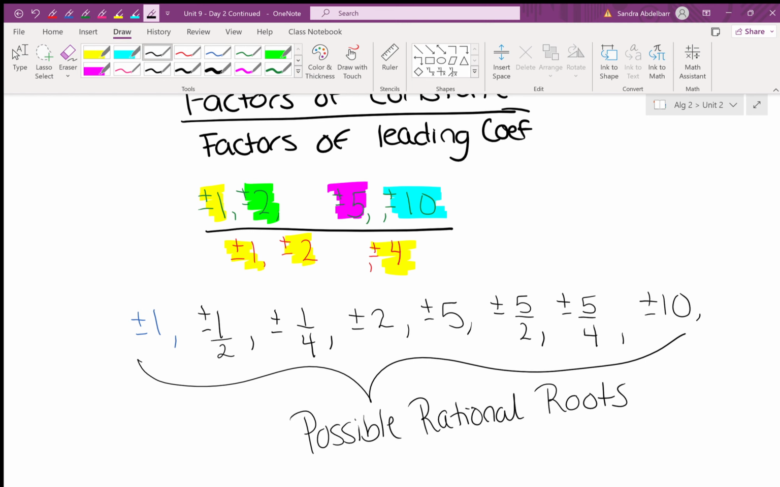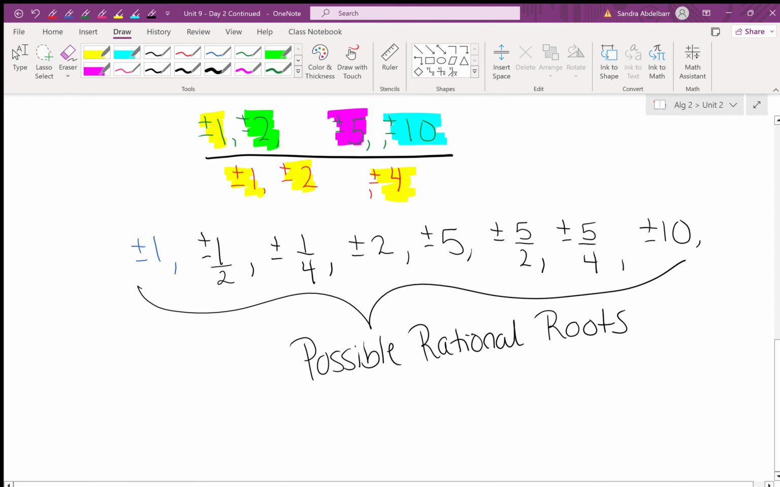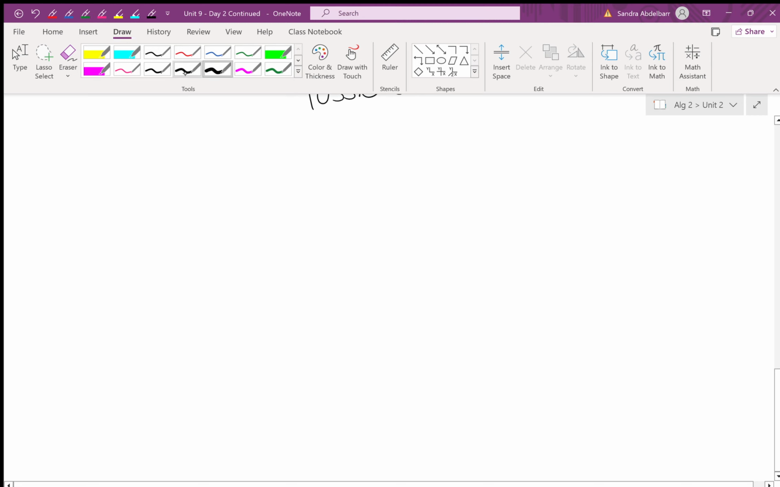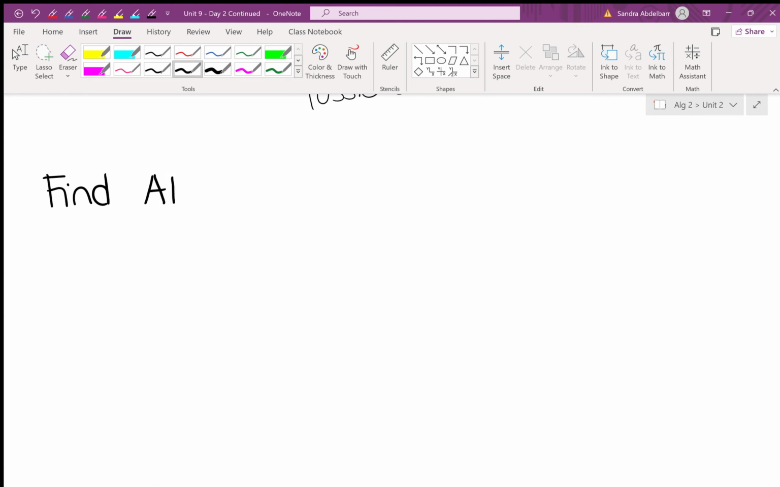Do you think I'm always just going to ask you to find the possible? No. So now let's step it up. We are now going to find all the roots for a function. So now my directions are find all roots, not just the rational ones. Now I want to find all roots for a function.